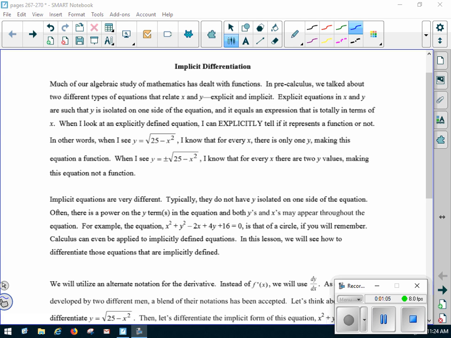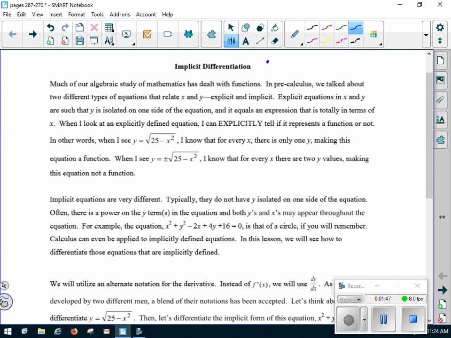In pre-calculus, we talked about two different types of equations that relate x and y, explicit and implicit. Explicit equations in x and y are such that y is isolated on one side of the equation and it equals an expression that is totally in terms of x. If I give you an equation like this, that's a plus, not a perpendicular symbol. That equation is written explicitly for y. I know exactly what y is. Y is x squared plus x minus 3. By golly, that's what it is. So that's an explicit function.